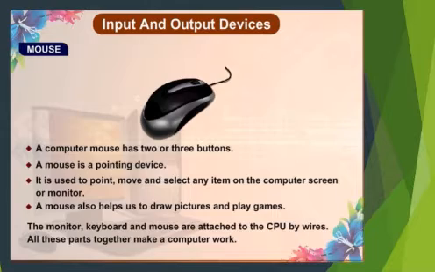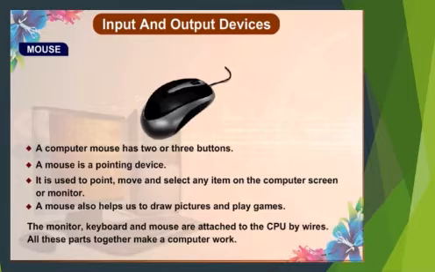Now next is mouse. A mouse has 2 or 3 buttons. Mouse के पास 2 or 3 buttons होते हैं. It is a pointing device. It is used to point, move, select an item on the monitor screen. A mouse also helps us to draw pictures and play games. माउस पिक्चर्स ड्रॉ करने में और गेम्स खेलने के लिए भी यूज हो सकता है.